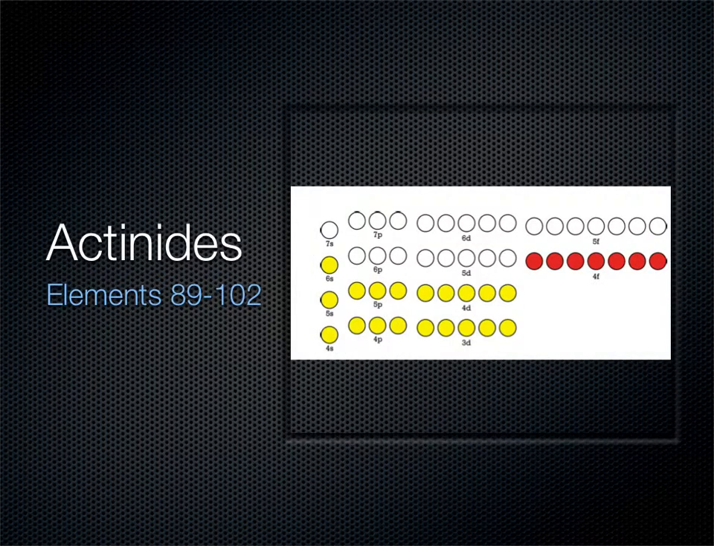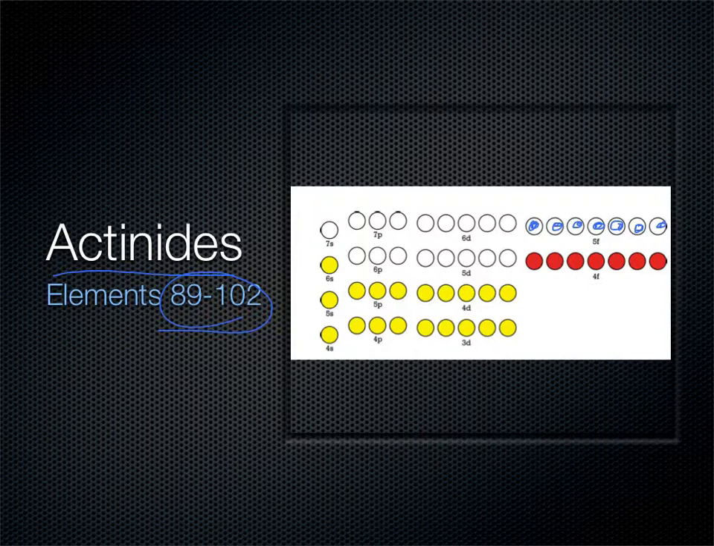The other ones each row gets its own name. These are known as the actinides, and if you notice, they're named after the first element in those. And these are now filling the 5Fs. These guys are filling these guys in here. Okay, and those are elements 89 to 102.